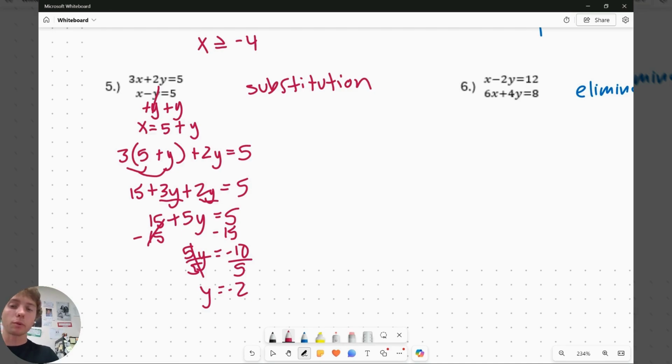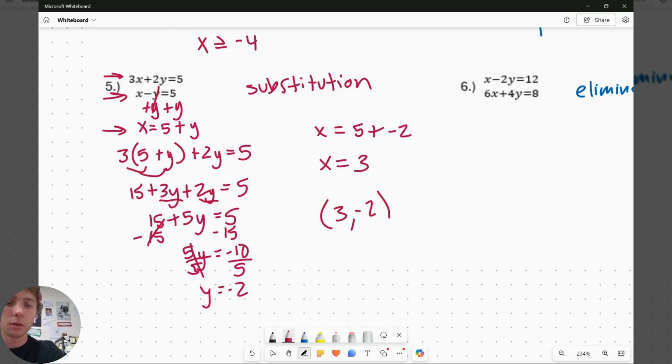Once you have a variable, then you can plug back in just like that substitution step we've already done. Plug into any of the equations that we use. That could be the top one, the one that we changed, or the new one. You could plug into any of those three. Personally, I'm going to plug into the one that we changed because that's where x is actually by itself, which is the variable I am solving for. 5 plus -2 is 3. Now you have your answer, 3, -2, x comma y.